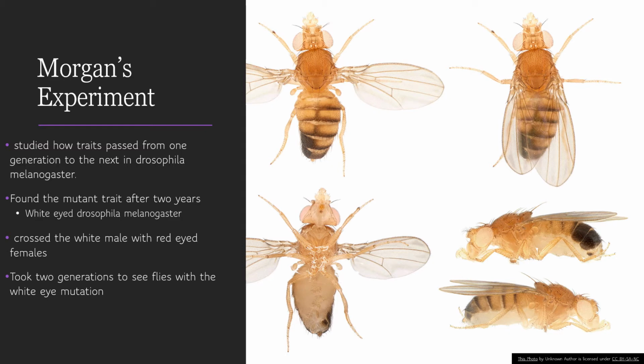And the reason that he used Drosophila melanogaster was because it was easy to put them all in a container because they were so small, so you can have hundreds or thousands of them, and they would produce a number of offspring at the same time.